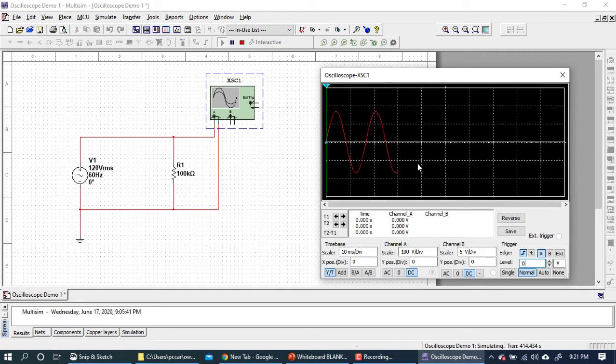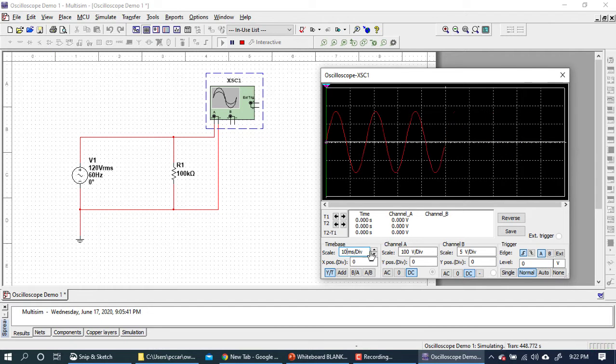Now, currently, it looks like we're looking at about 6 cycles on the screen. Sometimes that's great. Sometimes you may want to spread this out and only see 1 or 2 cycles on the screen. And that's going to be your horizontal adjustment or your horizontal scale, or more specifically, your time per division or the time base adjustment. And you notice here it's labeled time base, which basically determines how fast the oscilloscope is scanning from left to right. Currently, it is set to 10 milliseconds per division, so that would be 10 milliseconds for each horizontal box or block or division.